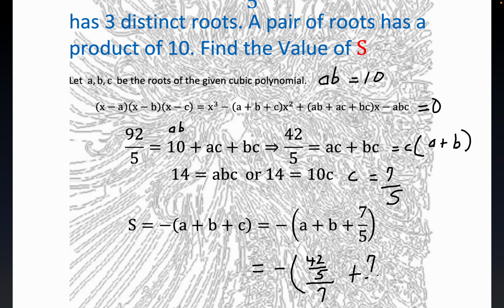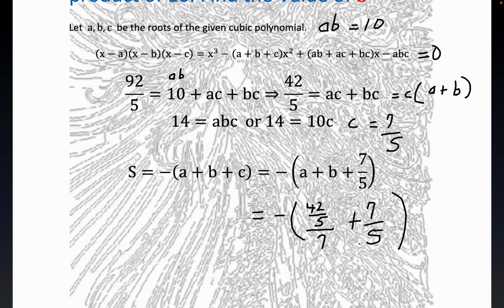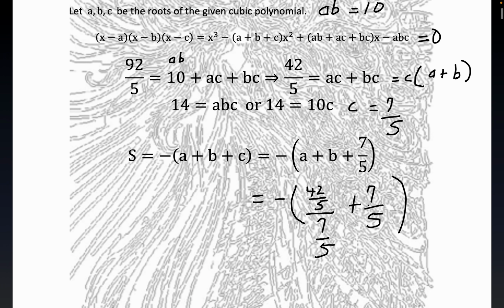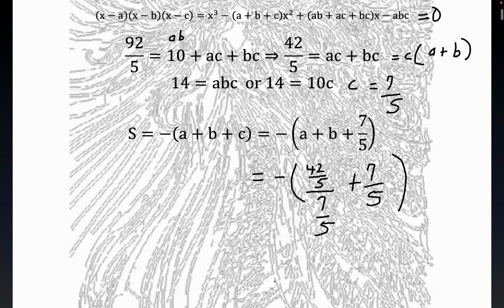Let's make sure I didn't make any mistakes here. Okay, now let's look. What do we have here? This is 42 over 5, and this would be 7 over 5 here too. Sorry. Again, let's double check the arithmetic here. A plus B would be equal to 42 over 5 divided by C, but C is known to be 7/5, right? Now we already have 7/5 sitting right here, and so what happens here?